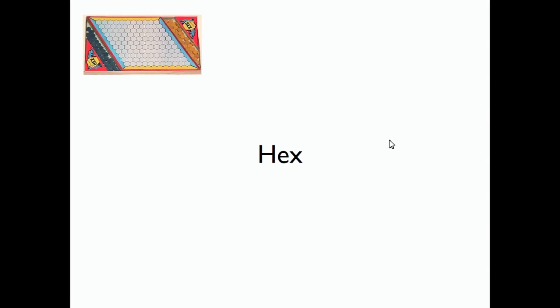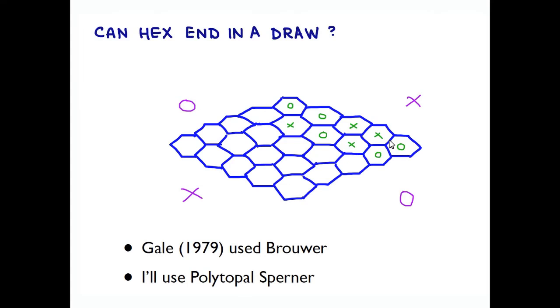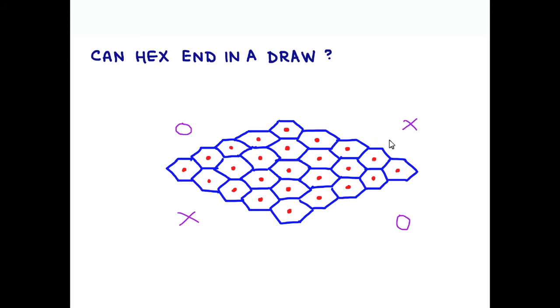Okay, so let me show you now how you might do this using polygonal Sperner, a version of the rectangular Sperner. So here's the game. Can Hex end in a draw? Here's how we'll prove it, by contradiction. Suppose it can end in a draw. That means X's and O's have played their way through the board and every hexagon is now filled. Yes? Okay. So that's a labeling of every hexagon, yes?